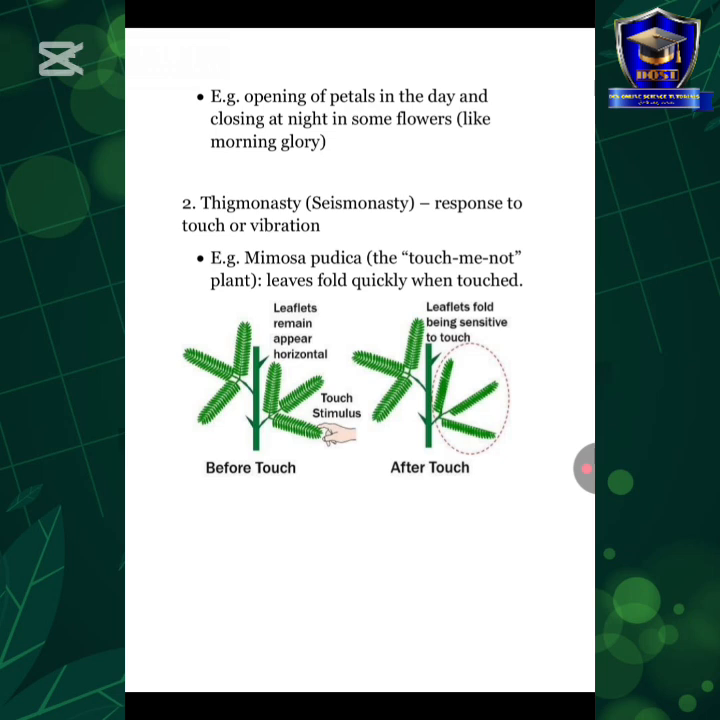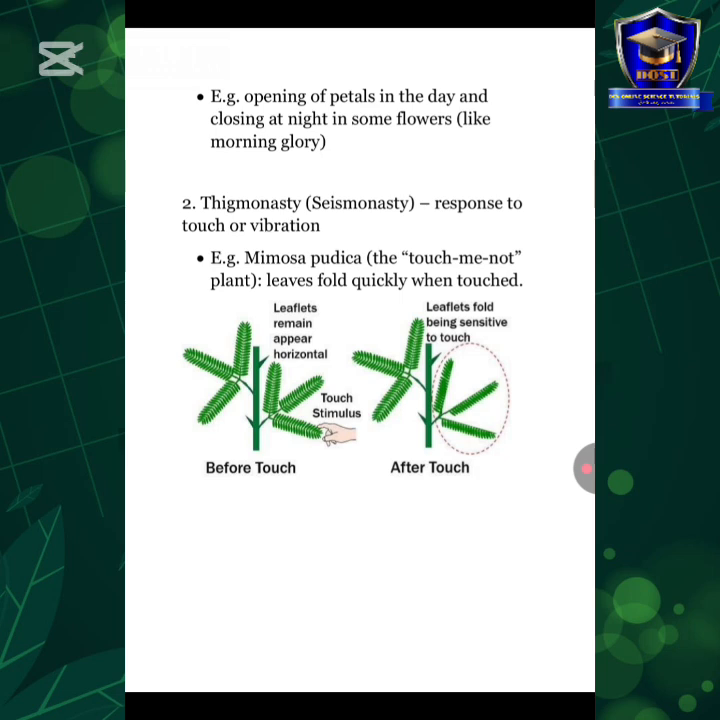And you can still have another one called sigmonasty, also called seismonasty. This one is response to touch or vibration, and I believe everyone has experienced this once in their life. When you touch this mimosa plant, Mimosa pudica, if you touch that plant, the leaf will suddenly close up.